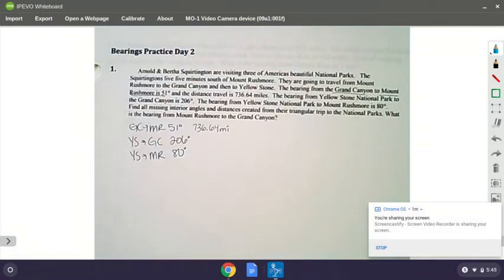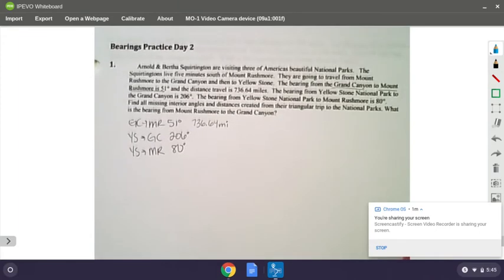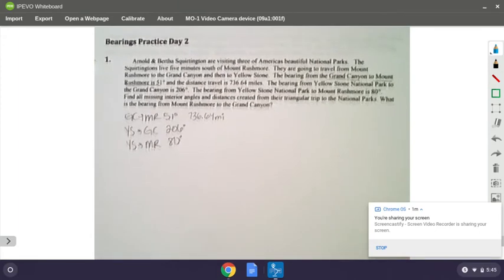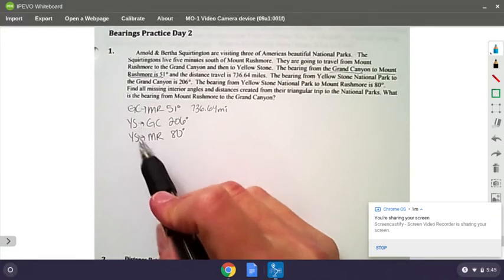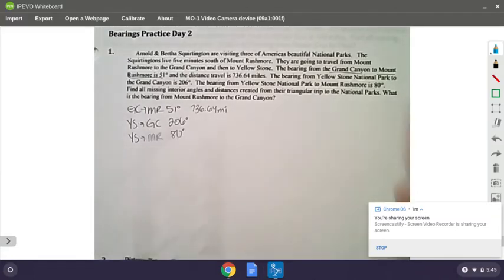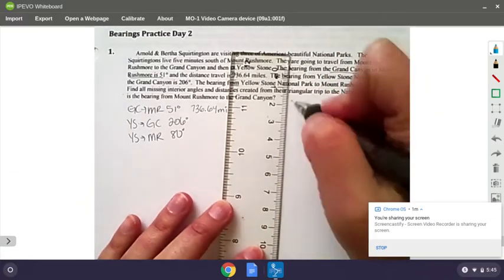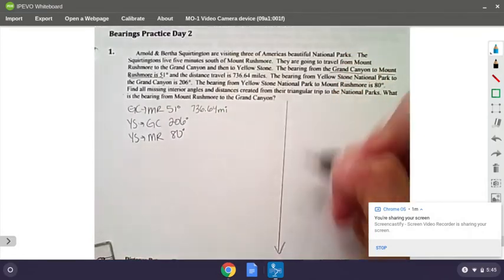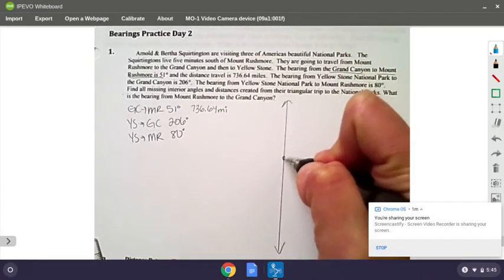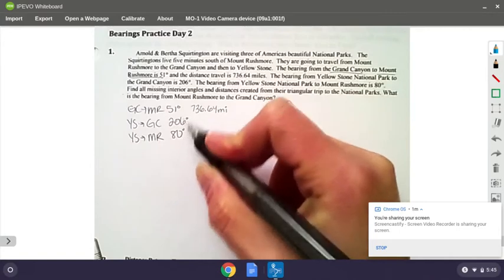Now remember, anytime you have a location that has 2 different bearings from it, like Yellowstone here, do that one first. It doesn't matter which one you do first, but I'm going to do my Yellowstone location first. So I'm going to plot Yellowstone anywhere. Here's my Yellowstone, and I'm just going to go through and do these.